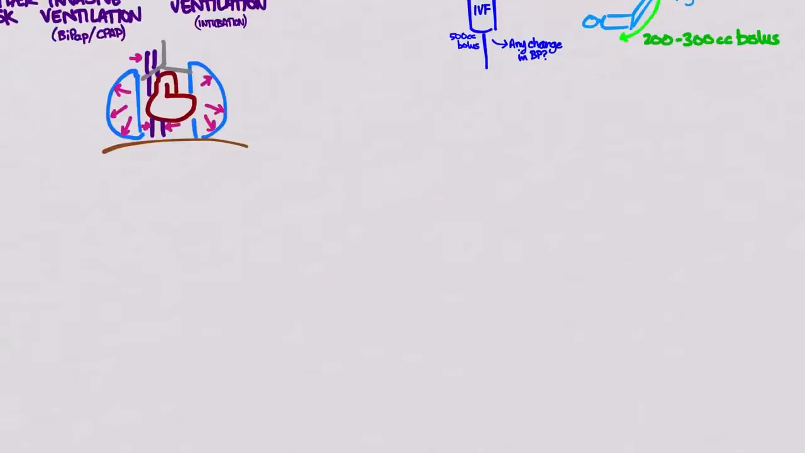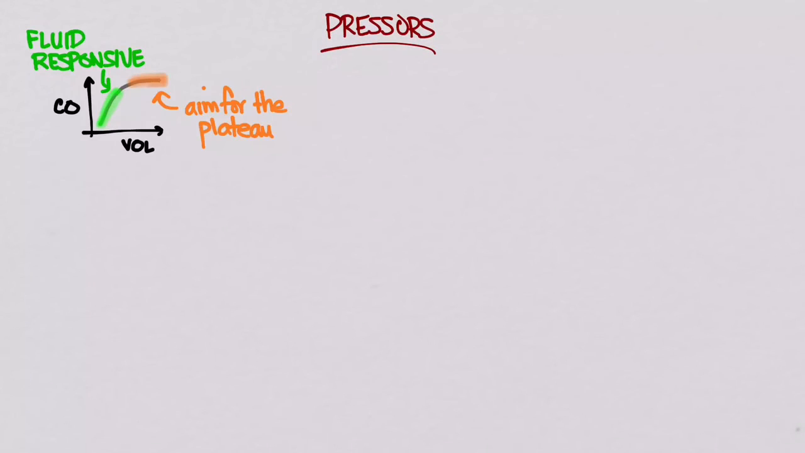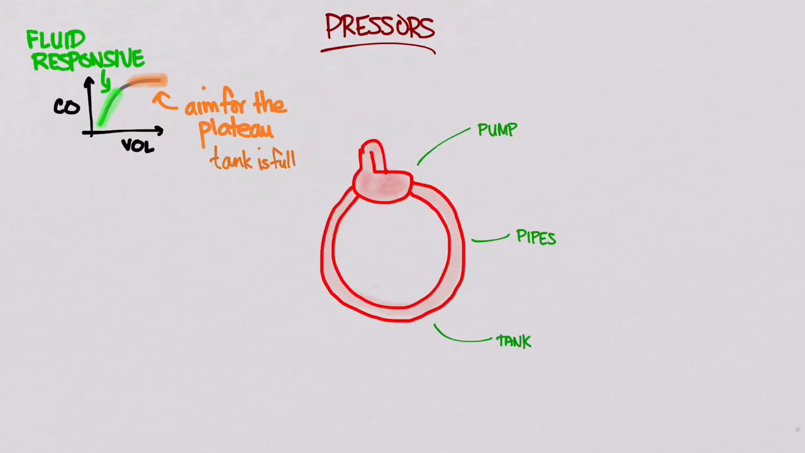So now let's move on to pressors. So once we've reached the plateau and we are no longer fluid responsive, if the blood pressure is still low or perfusion is still lacking, giving more fluids is not going to do anything, so we need to do something different, and that's when we use the vasoactive agents. So on the plateau, we know that the tank is full, and so that's taken care of. Now we still may have other problems to deal with. We still may have our pump and our pipes problems.